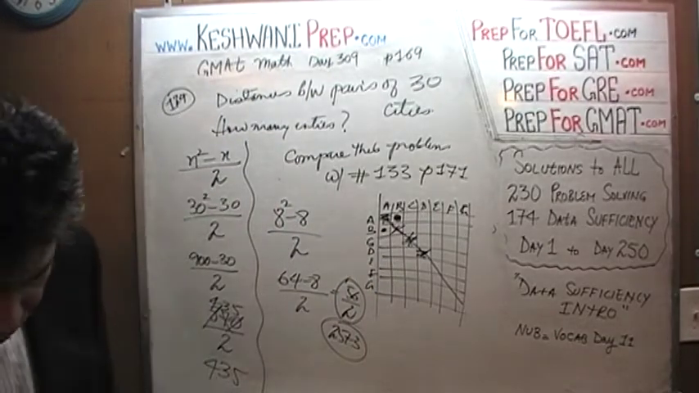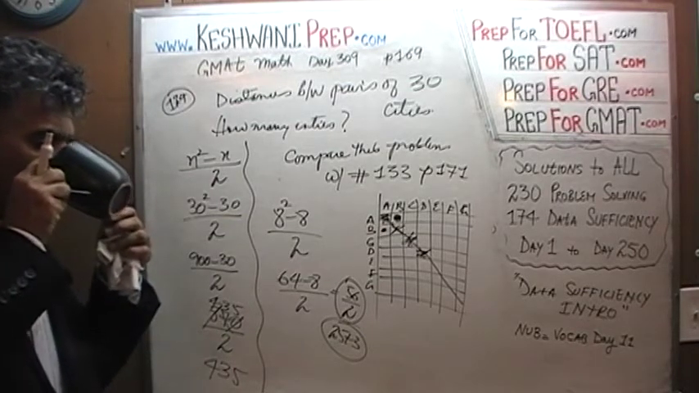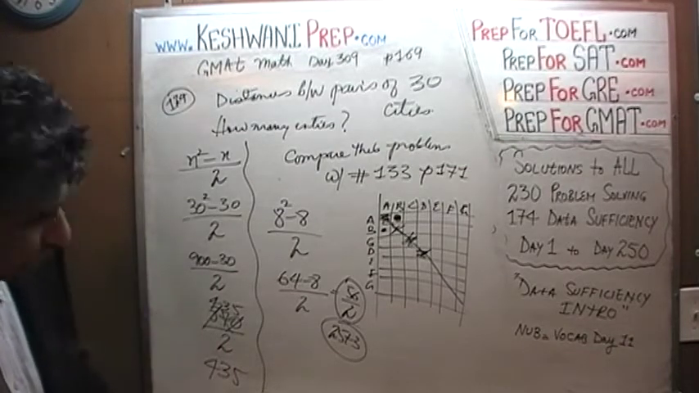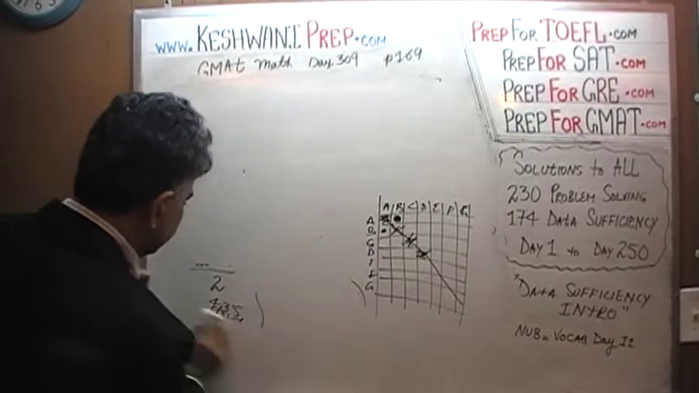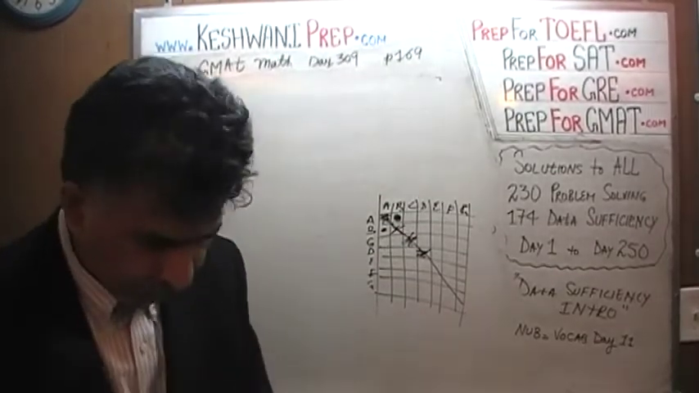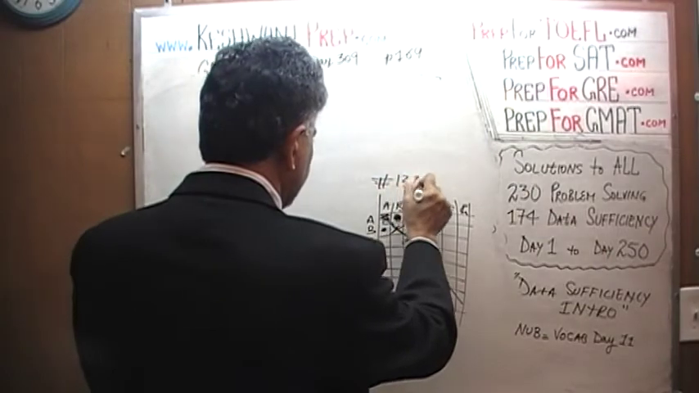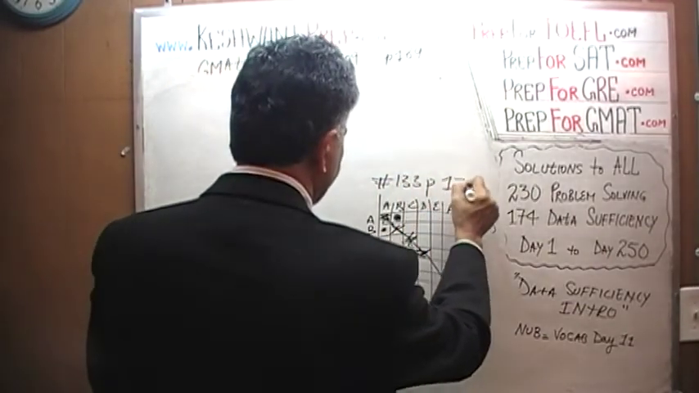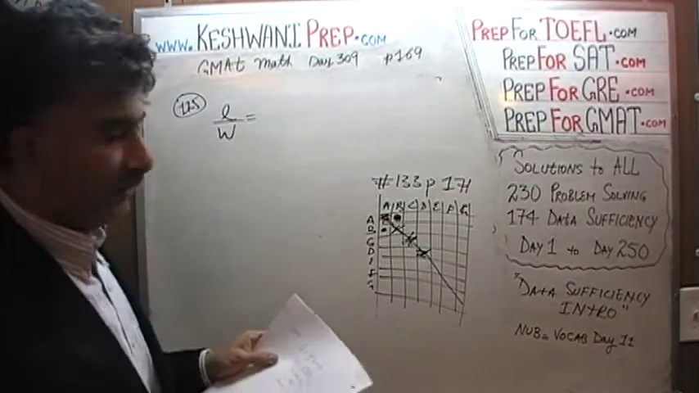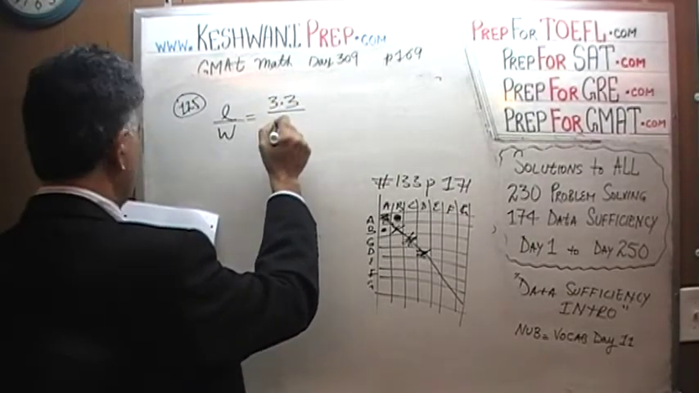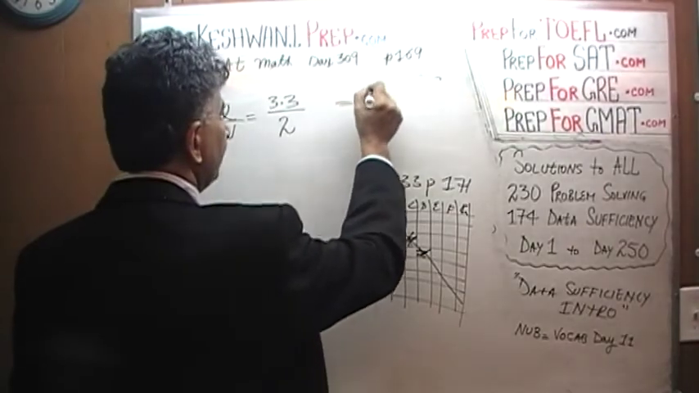Let's do the very last problem on the page, 125. And the one that I just erased in a hurry, I should not have done that, is problem number 133 on page 171. Let's do the very last problem. 125 is a very simple problem. We are told that the length to width is 3.3 over 2. The question is, what is going to be the length if the width is 8?